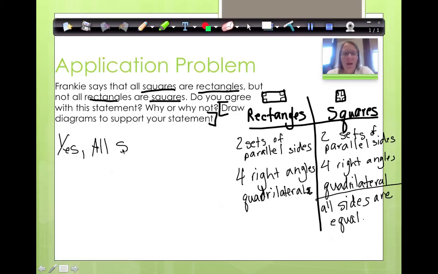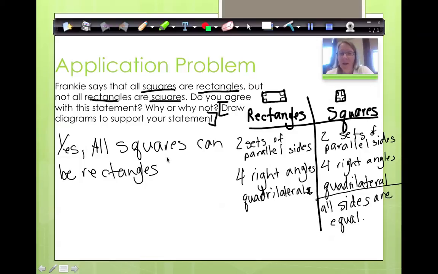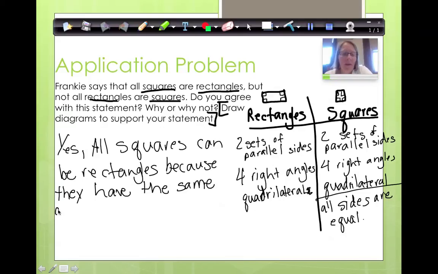All squares can be rectangles. That's our beginning part of the sentence. Now here's our link, because they follow the same rules, or they have the same attributes.